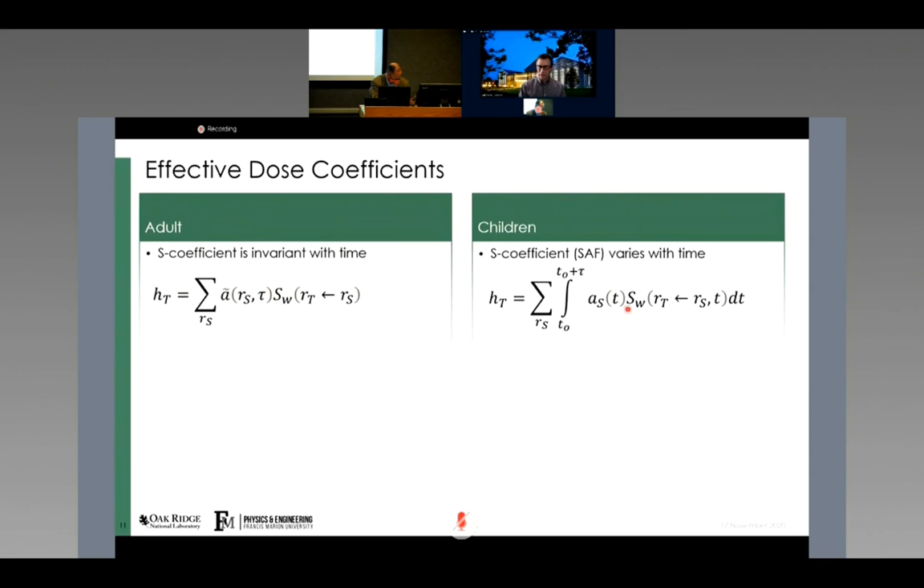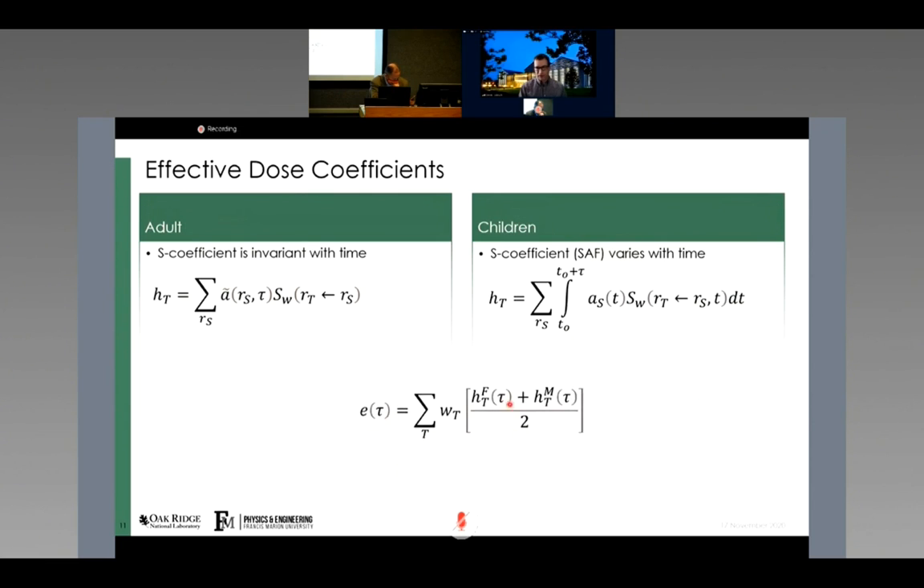But for children, we do have an S coefficient which now varies with time, right? As the reference individual grows, we get a different SAF. And so this term is now a function of time, which means our time integral now needs to be performed on the product of the activity and the S coefficient. So it changes that calculation when we compute a dose coefficient for an intake in a child.